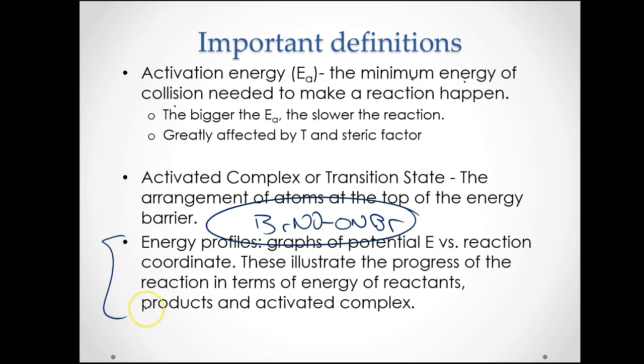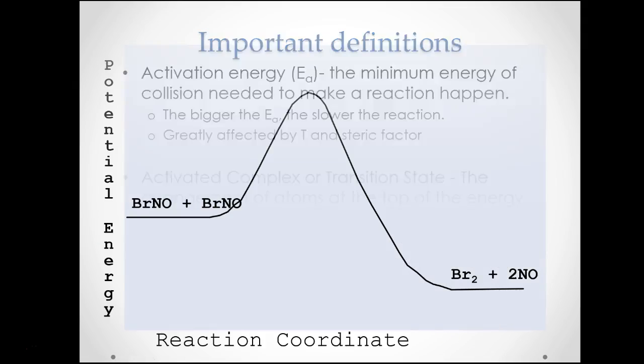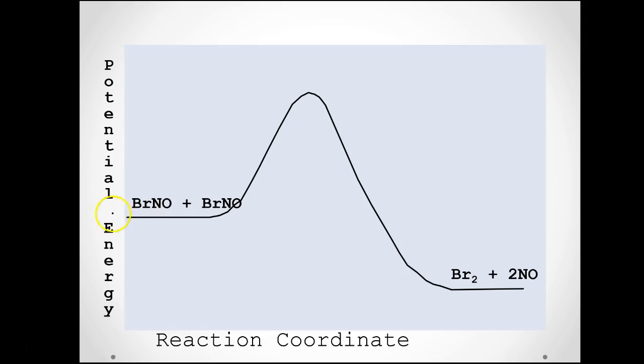And then we're going to talk about these energy profiles. What they are is a graph of the energy that's involved versus basically the time. They call it the reaction coordinate, but basically coordinate means axis. And so along the bottom it's the reaction axis. It's basically to show you how the reaction proceeds in terms of energy of the products, the reactants, and the activated complex. Okay, this is what one looks like. So here's my BrNOs and my BrNOs.